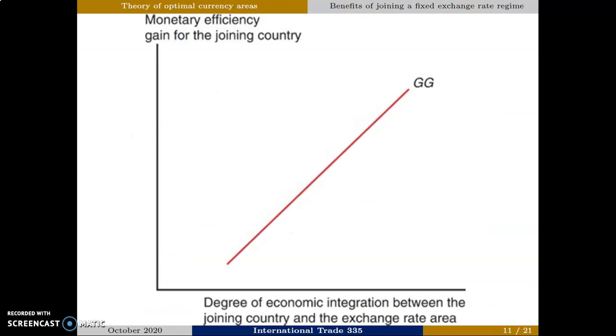Therefore, graphically, the benefit of joining the fixed exchange rate regime increases when the degree of economic integration increases. It is therefore a positive sloped curve between the monetary efficiency gain on the y-axis and the degree of economic integration on the x-axis between the joining country and the exchange rate area. Again, as the degree of economic integration increases on the x-axis, the monetary efficiency gain for the joining country increases, a positive slope, called the GG curve, GG for gain.